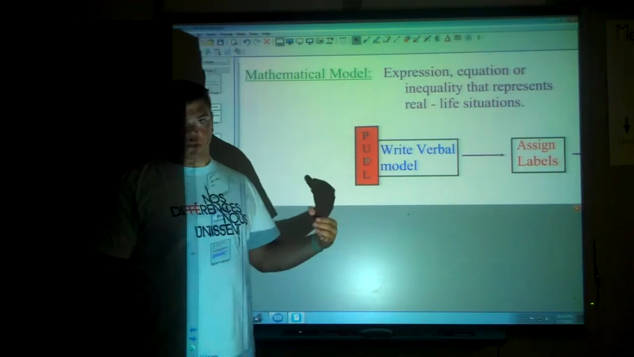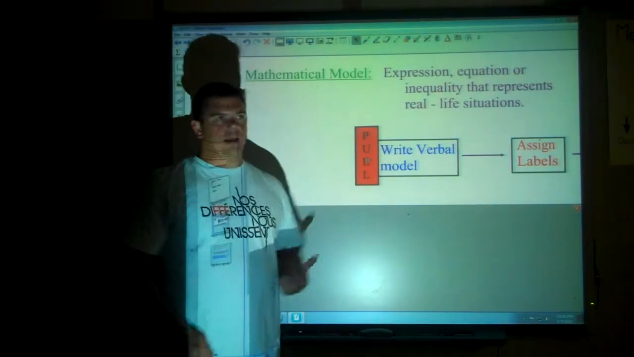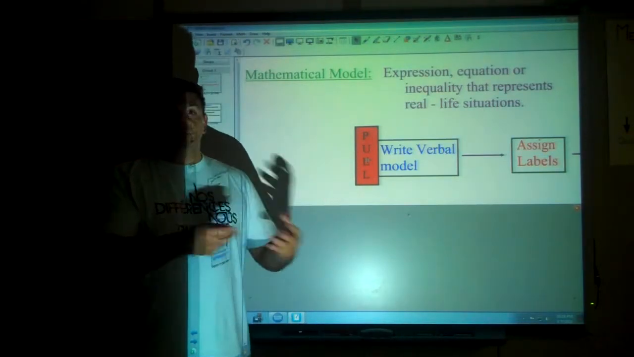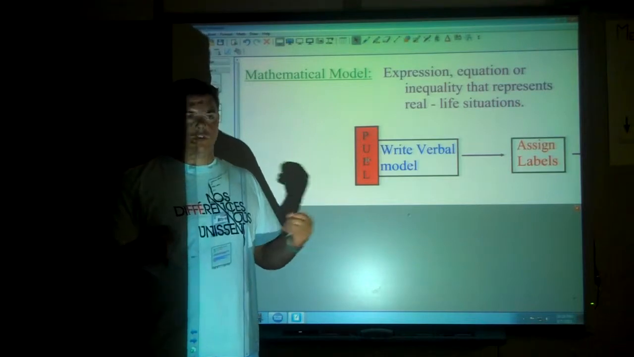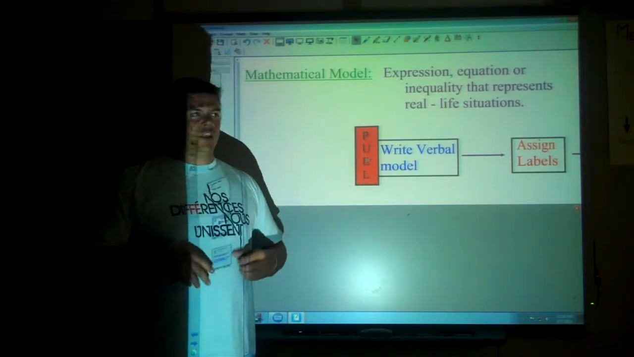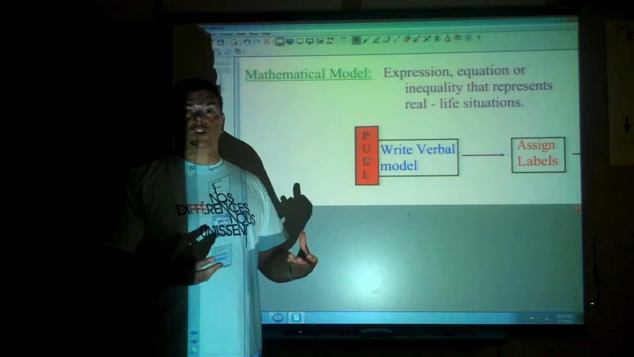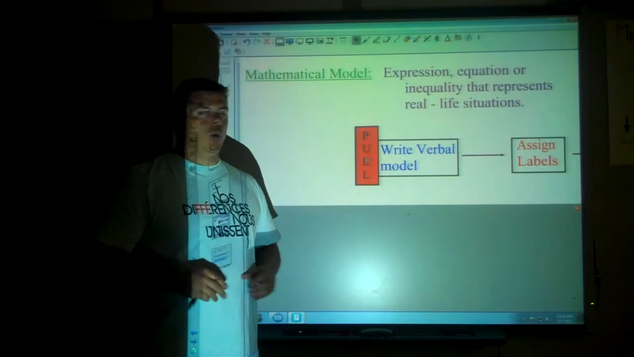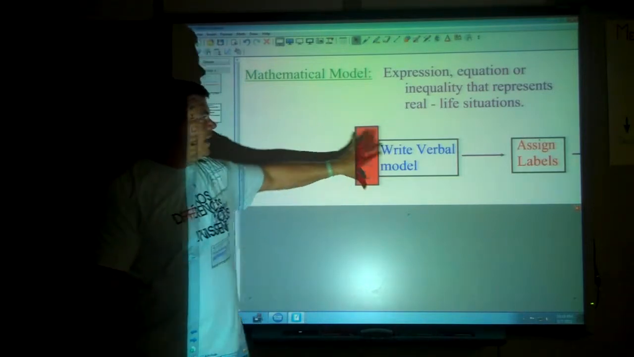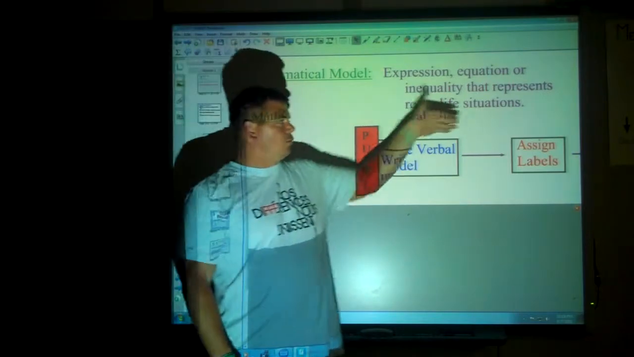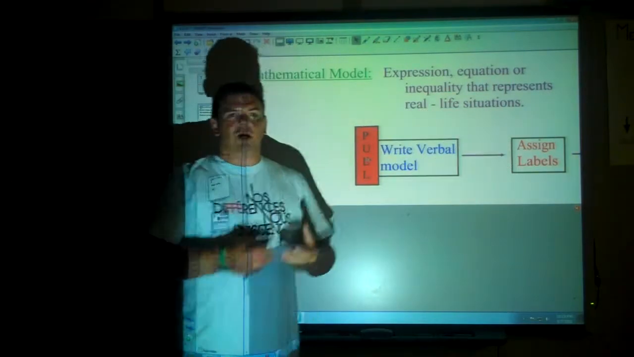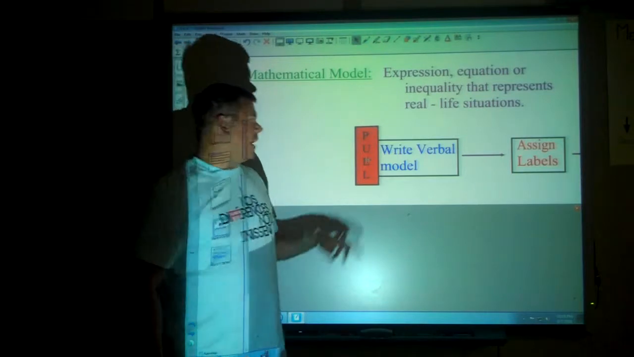If you don't know something, though, if you're looking at it going, I don't know the time, then use T for time. If you don't know the distance, use D for distance. If you're dealing with simple interest and you don't know the principal, use P for principal. Whatever piece of the problem that you've created here as a verbal model that you don't know when you're assigning labels, you must substitute in a variable for that value.